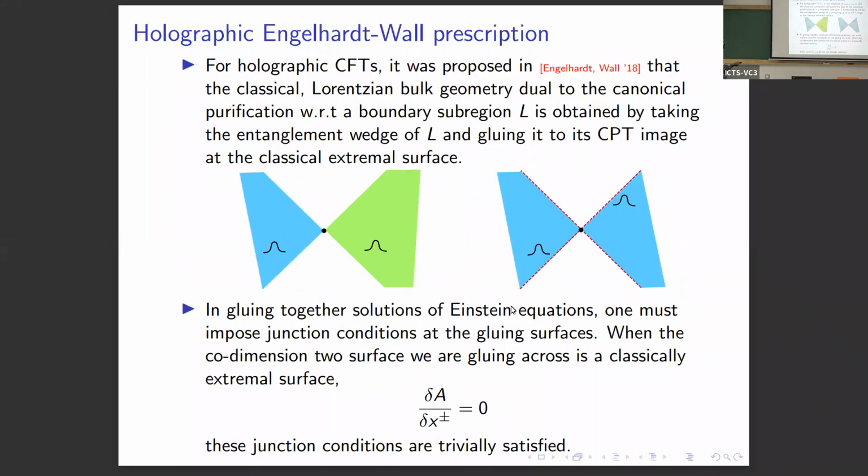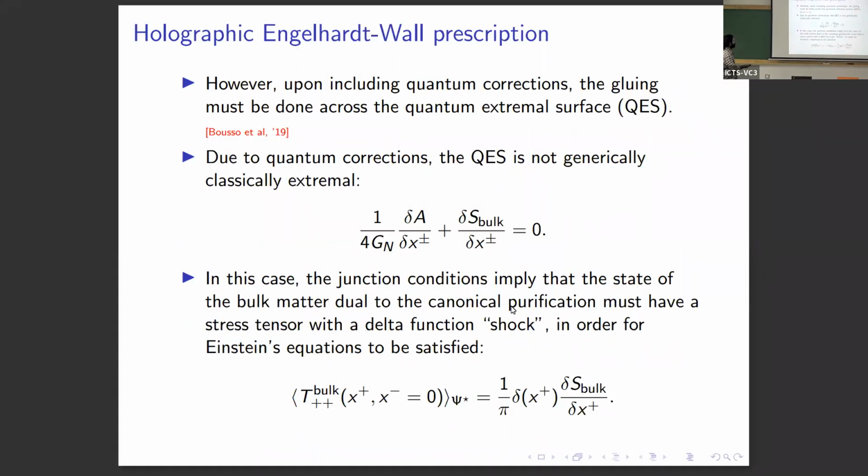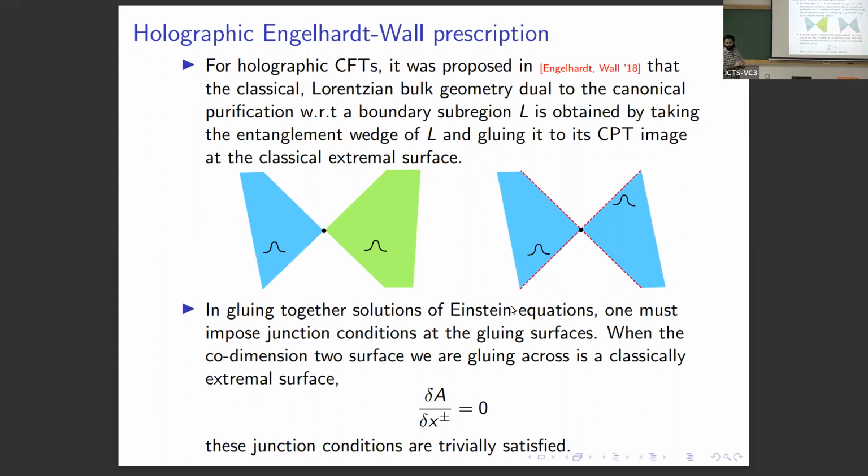With this stress tensor, the geometry that you get is basically this one. It has the entanglement wedge of the left glued to its CPT image at the quantum extremal surface. And this equation is basically just telling you that this particular gluing is well primed to solve Einstein's equations. It solves Einstein's equations. And before you inserted the stress tensor, the solution was on the left. That's right. This thing here is the entanglement wedge of the left coming from the original state.